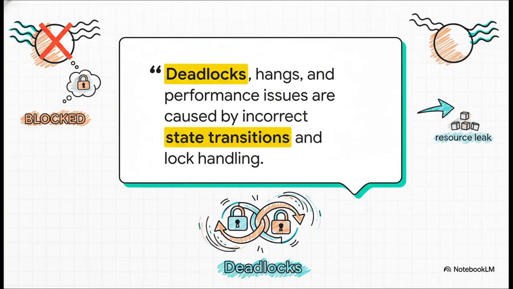That deadlock, that's just 2 threads, each blocked, waiting for a lock the other one holds. That weird memory leak, it could be a thread that went into the waiting state and never got the signal to wake up. This stuff isn't just theory. It's your fundamental toolkit for diagnosing the gnarliest production issues.